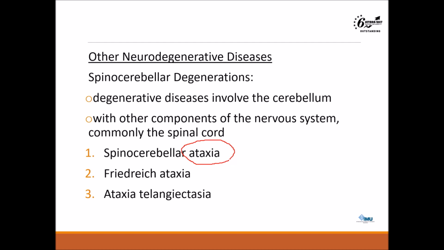One is spinocerebellar ataxia, which is an inherited disease, inherited as an autosomal dominant disorder. Another one is Friedreich ataxia. Friedreich ataxia is also an inherited genetic disease. They are autosomal recessive disorders, and another type is ataxia telangiectasia. It is also an autosomal disease. The patients also have abnormal blood vessel dilatation called telangiectasia.